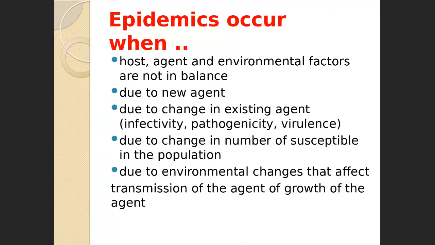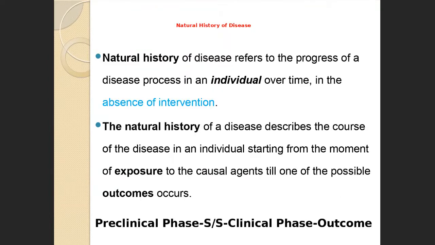The next one is natural history of disease. It refers to the progress of the disease process in individuals over time in the absence of intervention, in the absence of treatment. So natural history of disease describes the course of the disease in an individual, starting from exposure till one of the possible outcomes occurs, whether complications or death.